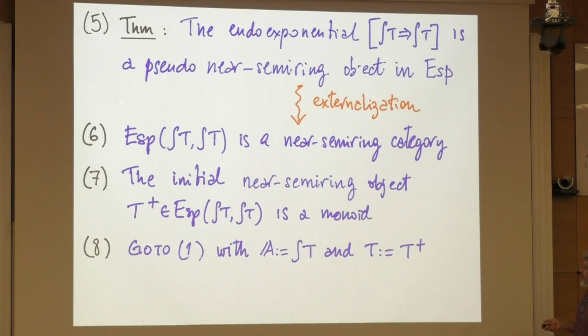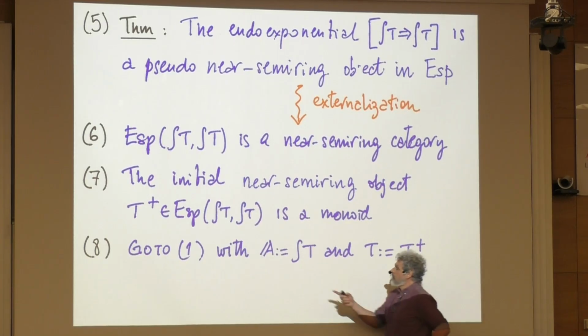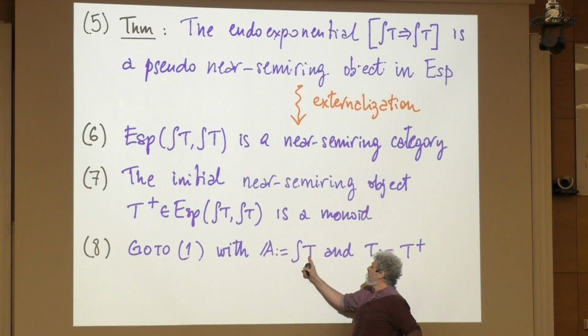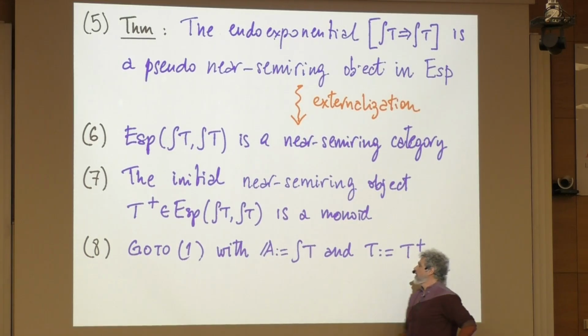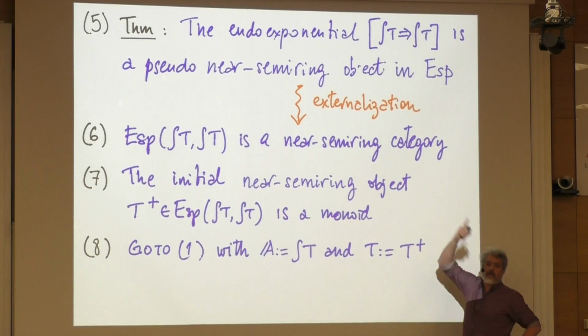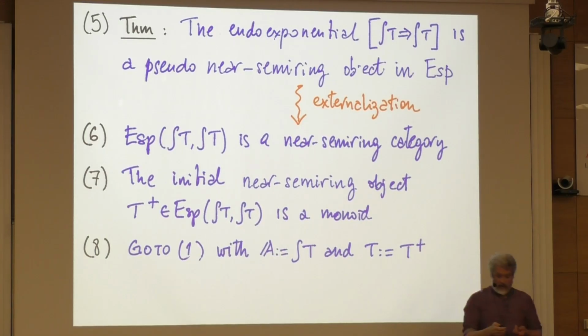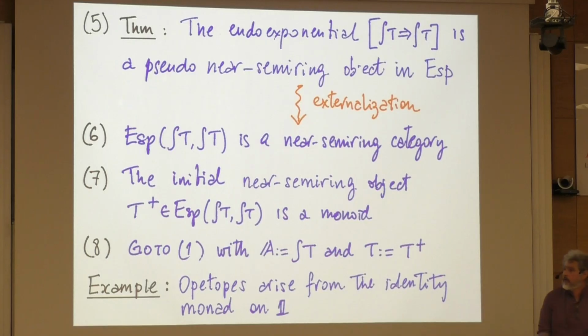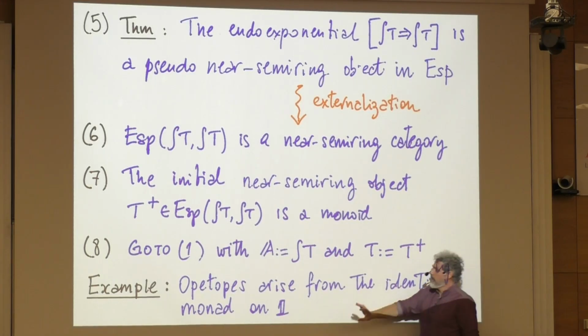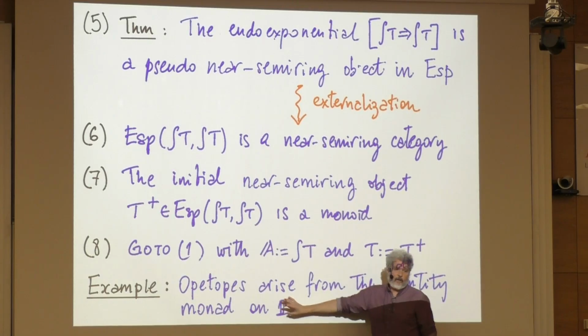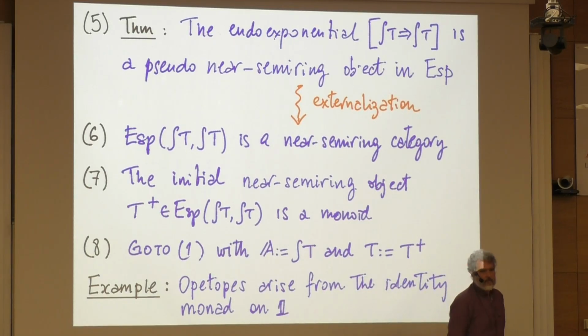And now, once I have done this, I can restart the process. So I take A to be my category of elements, T to be T plus, and restart. And this is how you generate higher and higher dimensional structure. And in particular, and I conclude here, the example of opetopes comes from the most simple operad you can imagine. Thank you very much.